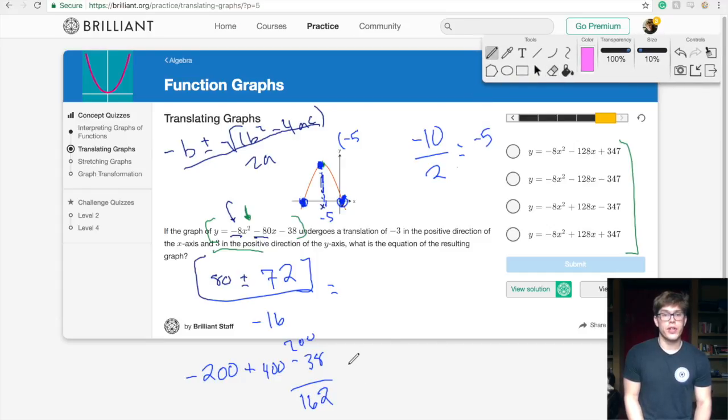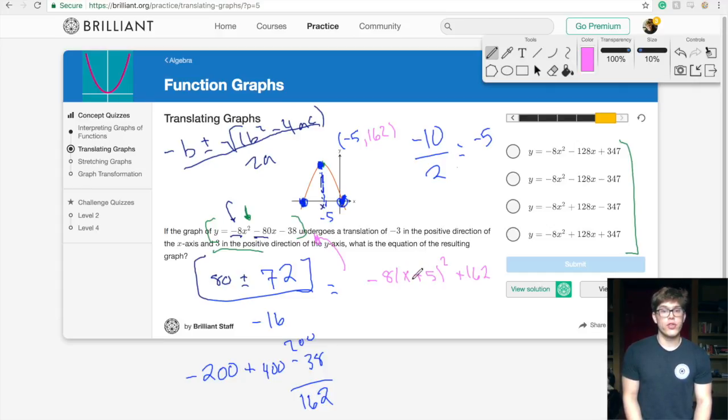So what is our function? We know our coordinate is negative 5, comma 162. So this function must be equivalent to negative 8 times x plus 5 squared plus 162. So the expression I just wrote in this nice bubblegum pink is equal to this original expression that they gave us, except now it's in our desirable form, which we like.